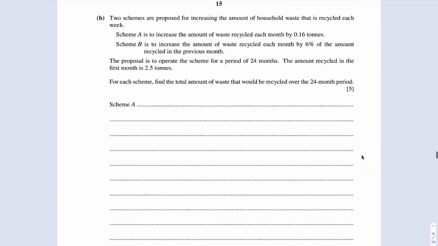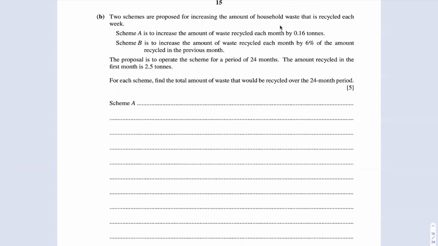In part B, there are two schemes for increasing the amount of household waste that is recycled each week. Scheme A is to increase the amount of waste recycled each month by 0.16 tons. Now we know if the increase is constant, it is an arithmetic progression where the common difference is 0.16. The total time, or the value of n in this case, is 24. And in the first month, the value of a is 2.5. In part A, we have to find the total amount that would be recycled over a 24 month period for scheme A.